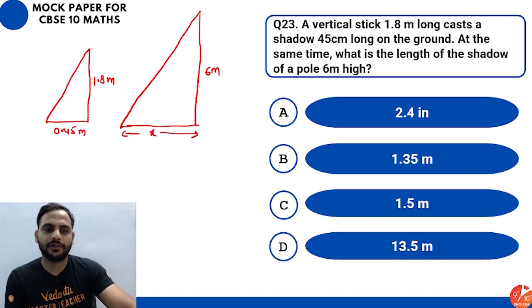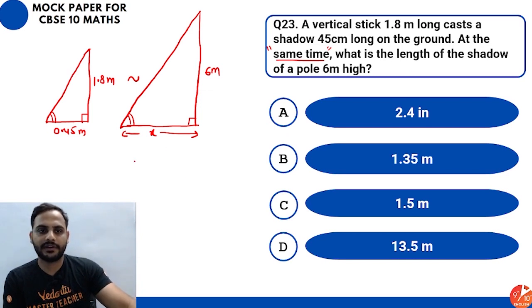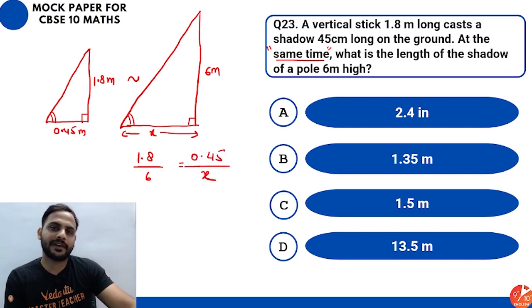Guys, as we all know, both the triangles are going to be similar triangles, right? At the same time, it is given, so the angle at which the sun rays are coming will be equal, and 90 degrees also there. So I can say 1.8 divided by 6 is equal to 0.45 divided by x. The ratio of the corresponding sides is equal.